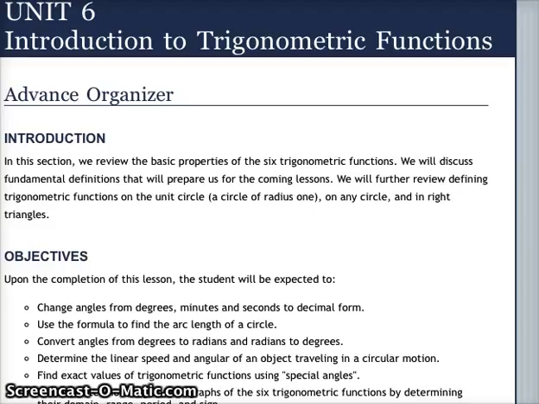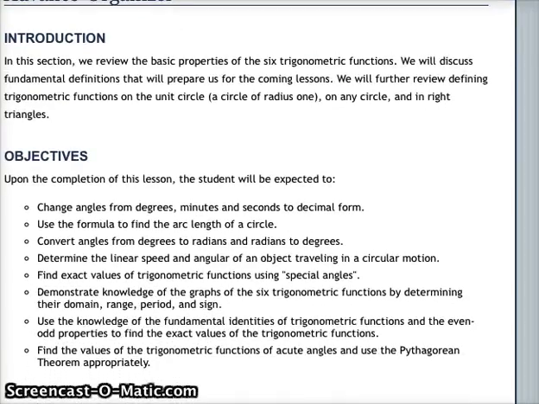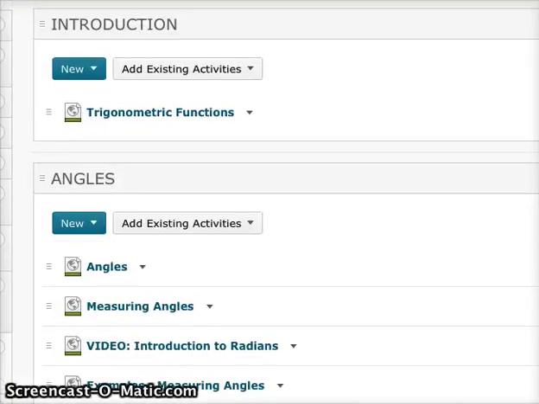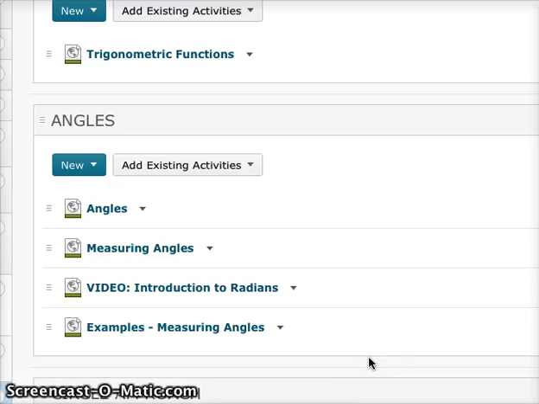Again, the advanced organizer is really just a very good, well-worded description of what the unit is about and what we're going to do. A lot about angles, a lot about the unit circle, and a little bit more about acute angles and applying the Pythagorean theorem. All right, let's break down Lesson 1. Here you have this little introduction. You're going to talk about angles, measuring angles. There's a good little video from Khan Academy, and some more examples.